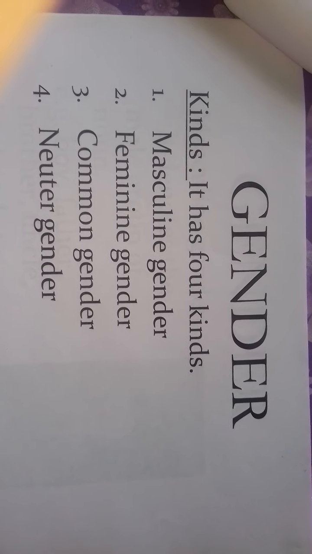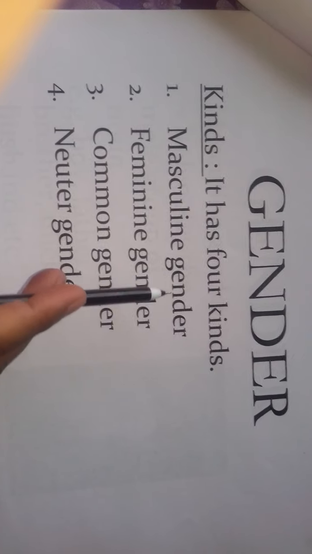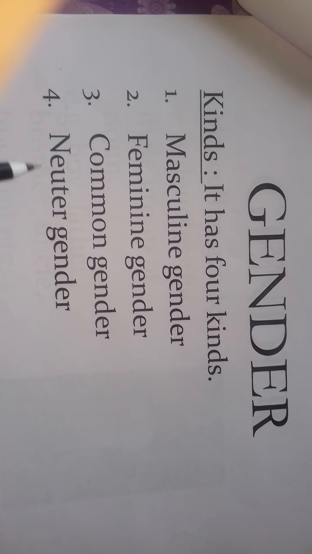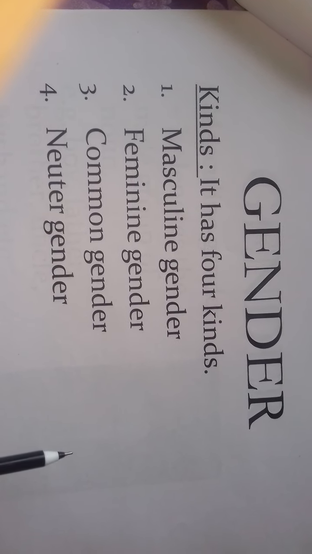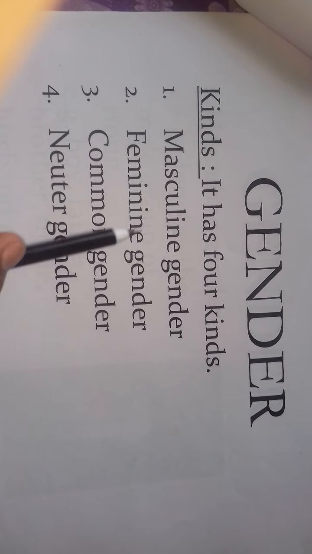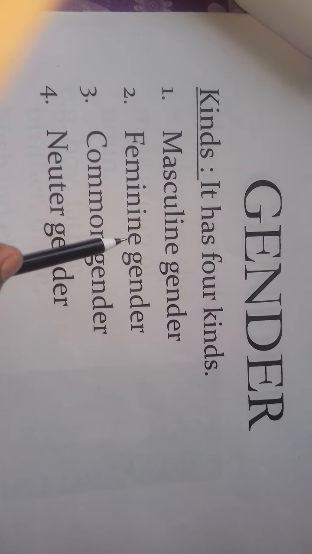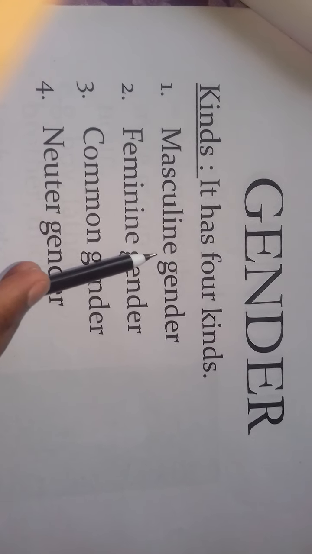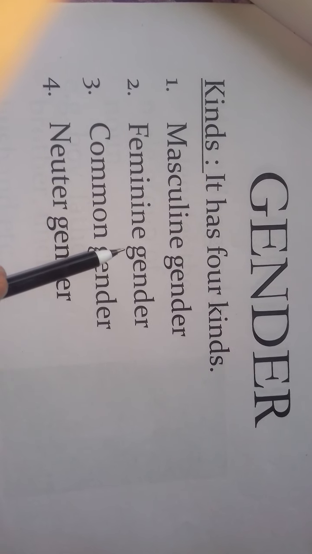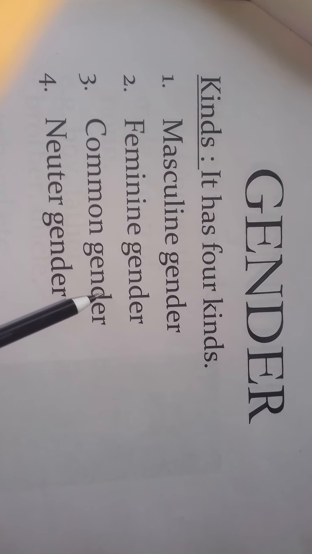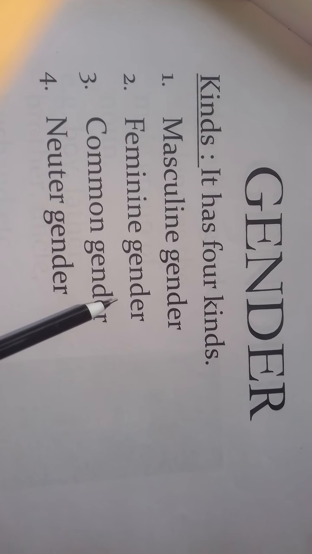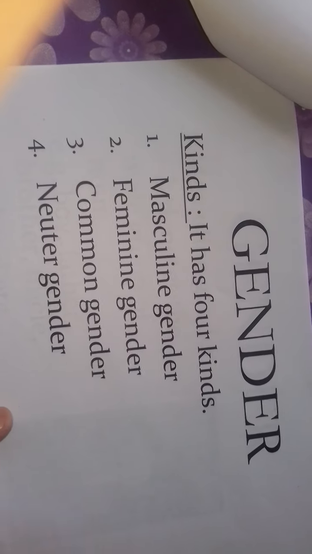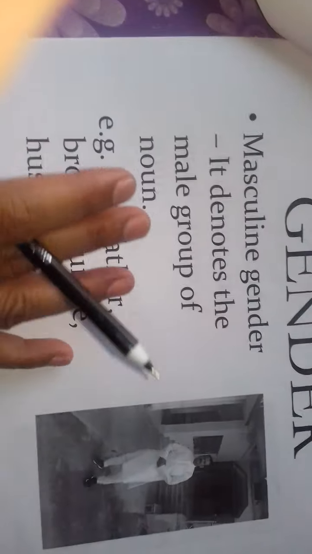Gender has 4 kinds: masculine gender, feminine gender, common gender and neuter gender. In Hindi, there are only 2 kinds of gender, that is masculine gender and feminine gender. But in Sanskrit, you read 3 kinds of gender: masculine gender, feminine gender and neuter gender. But in English, we have 4 kinds: masculine, feminine, common and neuter. Now one by one we shall know these all 4 genders.